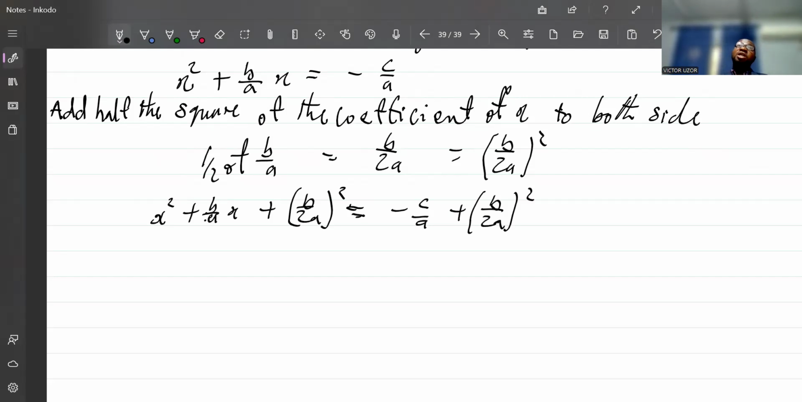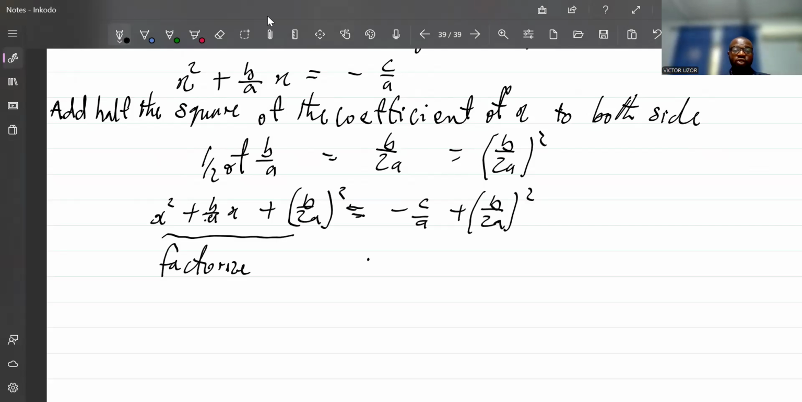So the next step here, I call it, you factorize it. Factorize both sides. Factorize this side, factorize this side. So I'll just put factorize.